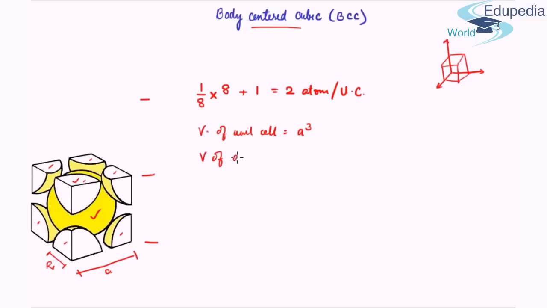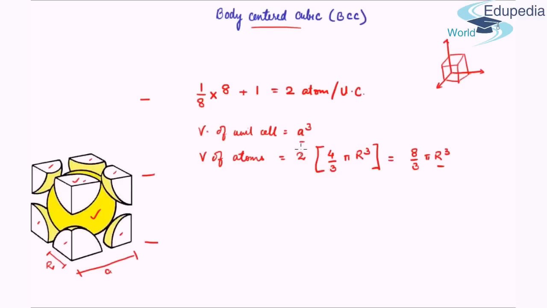Volume of atoms, all the atoms, how much? There are 2 atoms and each atom is of radius R. Each atom will have a volume 4 by 3 pi R cube, which gives me 8 upon 3 pi R cube. Now the volume of atoms is in terms of R, but the volume of the unit cell is in terms of a. So we need to find a relation between a and R, and using that relation we can turn a cube in terms of R and find how much percentage of volume is occupied.